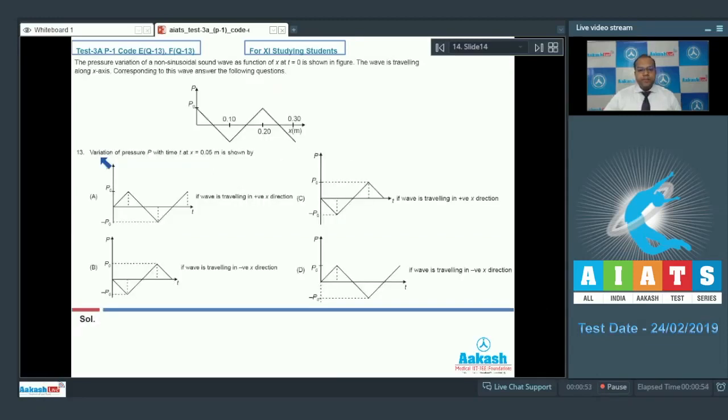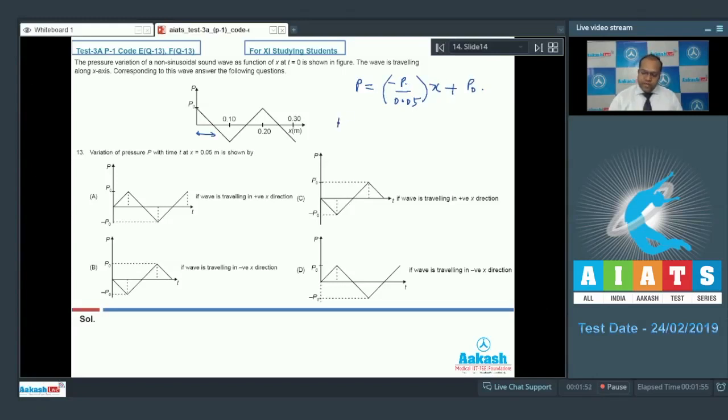In question number 13, the variation of pressure P with time t at x equal to 0.05 meter is shown. If I write the equation of this straight line, it can be written as P is equal to, slope is minus P0 by 0.05, as this separation is 0.05, into x, plus the intercept on the y-axis, which is P naught. So this is P(x).